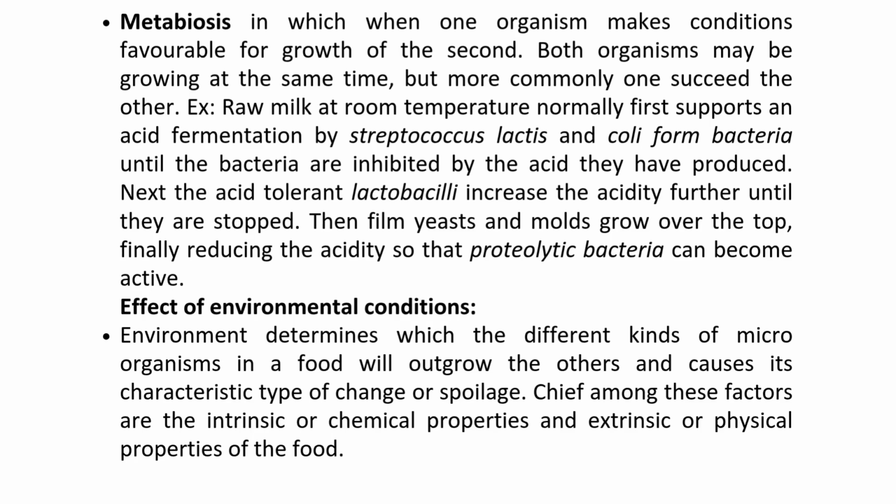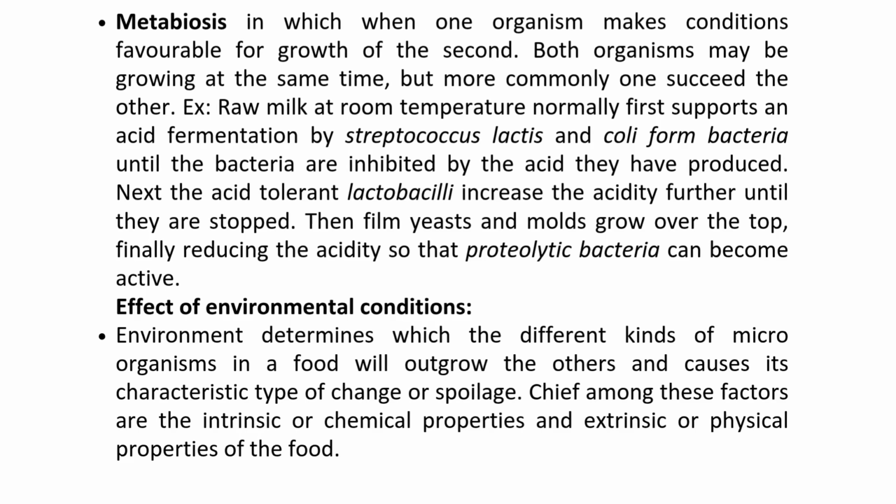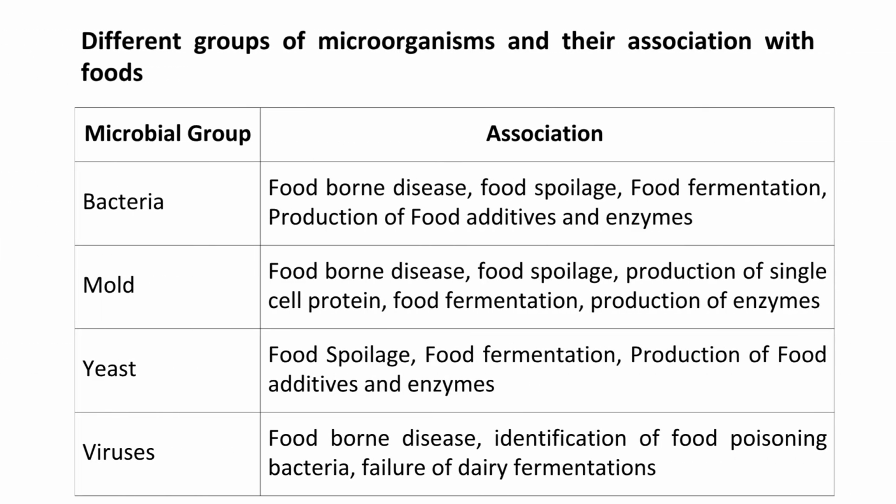The effect of environmental conditions is paramount. The environment determines which microorganism will outgrow the others. The chief factors are the intrinsic or chemical properties and the extrinsic or physical properties of the food itself. Now, let's look at a table summarizing different groups of microorganisms and their association with foods. For bacteria, associations include foodborne disease, food spoilage, food fermentation, and the production of food additives and enzymes.